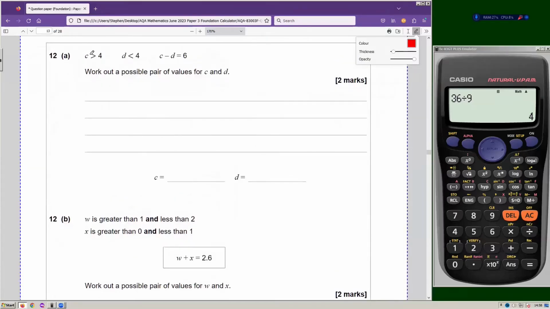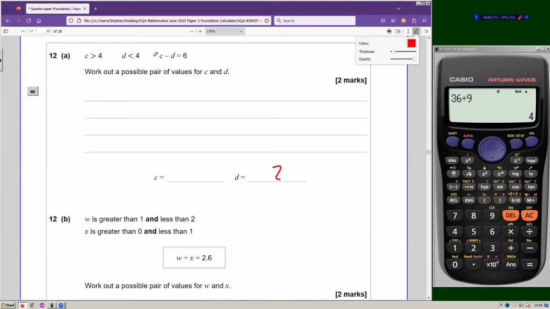C is greater than 4, D is less than 4, C minus D equals 6. Work out a possible pair of values for C and D. Let's do the D first. D is less than 4, but C is greater than 4. That's fine. D is less than 4, so why don't we just make D equal 2? And we'll see if we can make it work.